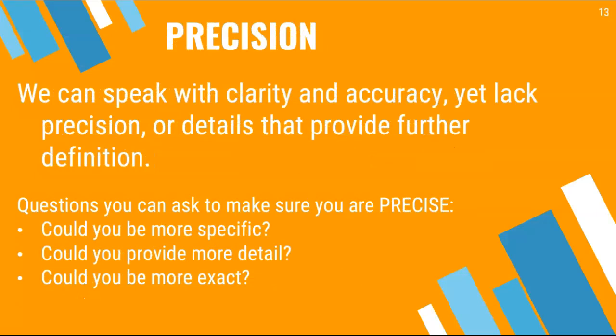Precision. We can speak with clarity and accuracy, yet lack precision or details to provide further definition, right? So if we don't have precision, then we're kind of up a creek. There are some examples in your book, to say someone's overweight. Well, we need to know how many pounds overweight they are to maybe do something more definitive about it, right? And that's accurate. They are overweight, and it's clear we're dealing with a weight problem. But what is the precision we need, the detail to actually go after it?